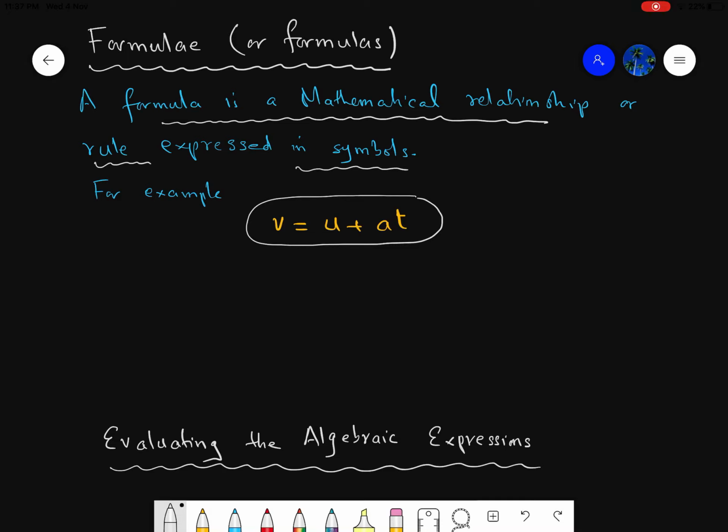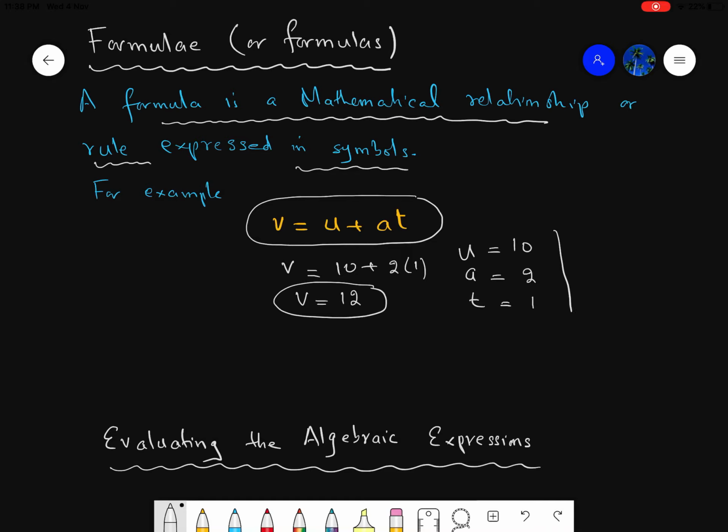If we are given the values of U, A, and T, we can easily work out the corresponding value of V. For example, if U is 10, A is 2, and T is 1, inserting these values in the formula, we get V is equal to 10 plus 2 into 1, which is 12. So V is 12 for these values of U, A, and T.